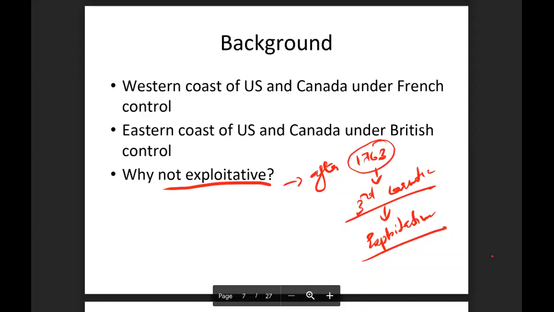In these 13 colonies and all those areas, they started imposing a lot of restrictions, taxes, and duties. The people's lives became so miserable that they started turning against the government. They started rivalry against the government, and this ended up in the American Revolution. Okay, now let's go ahead.